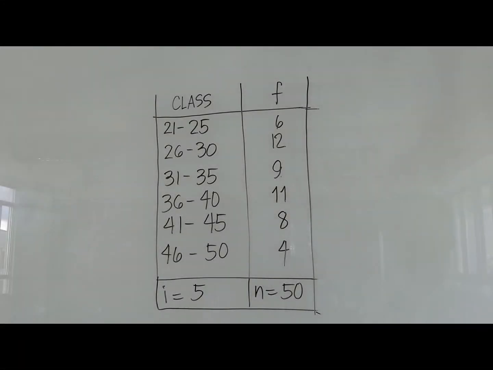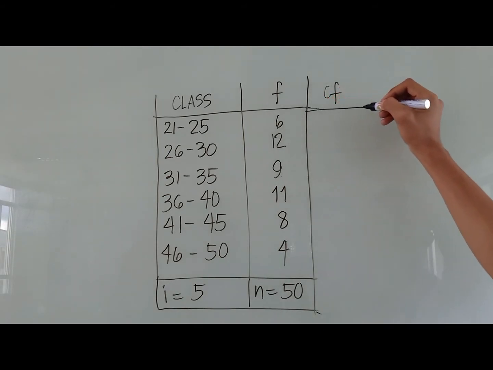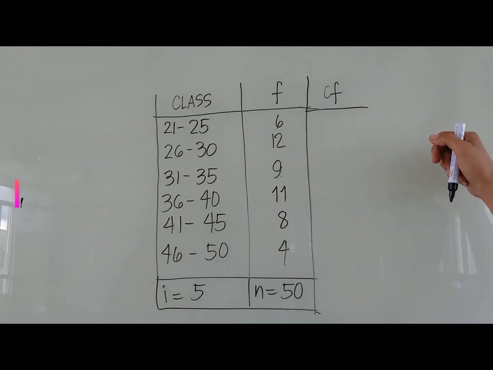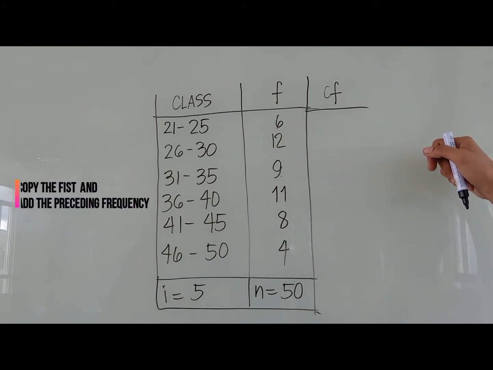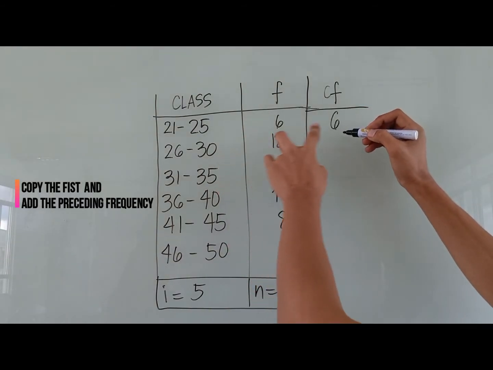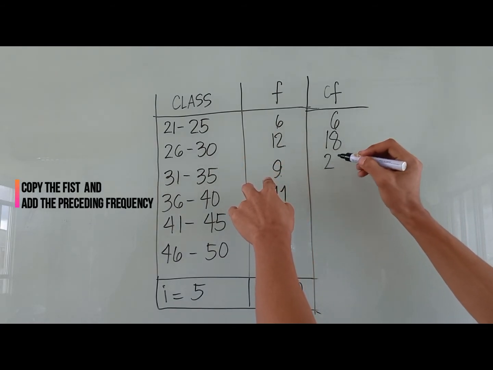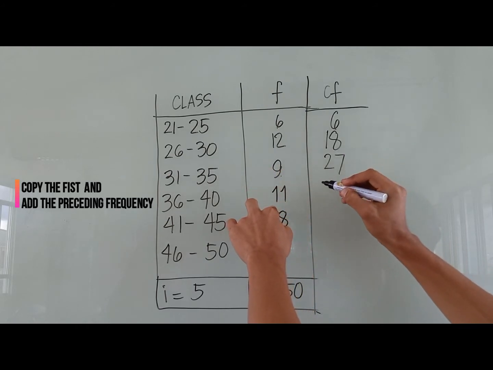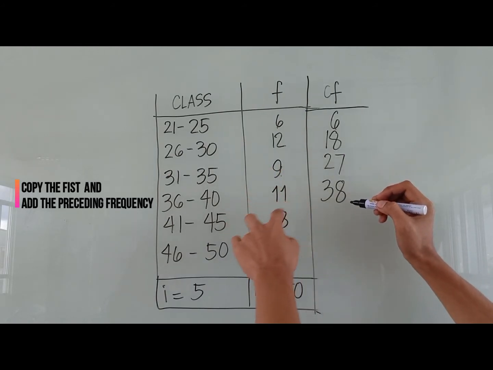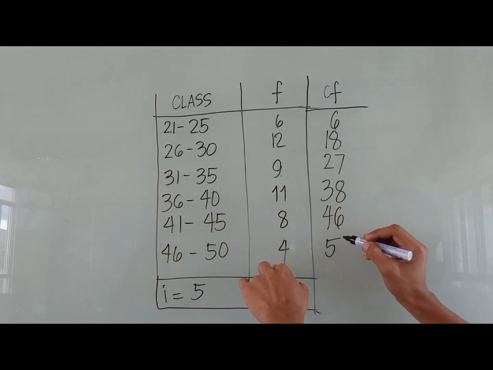So let's try this example. Find Q1. The first thing we must do is to complete the table. So let's find the cumulative frequency of each class. In finding the cumulative frequency, copy the frequency of the first class, then add it to the preceding frequency. So copy 6, then 12 plus 6 is equal to 18, 18 plus 9 is equal to 27, 27 plus 11 is equal to 38, 38 plus 8 is equal to 46, 46 plus 4 is equal to 50.